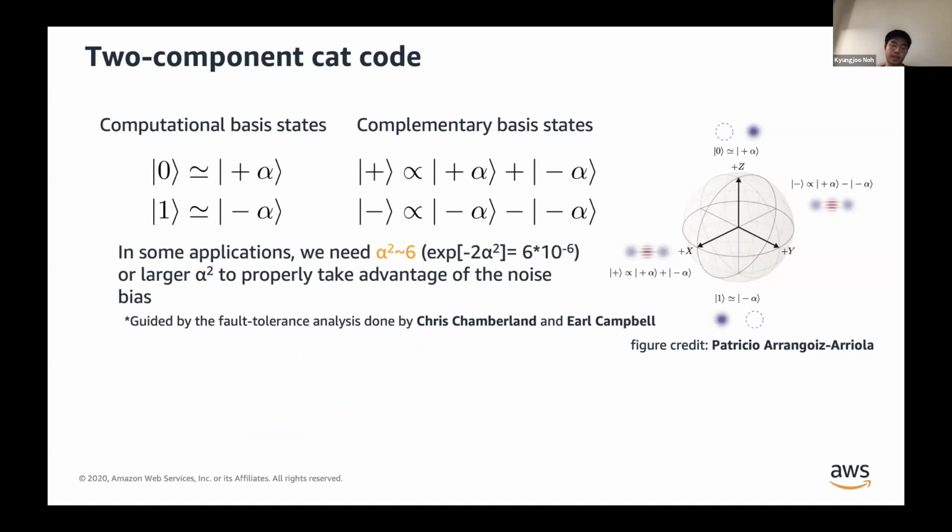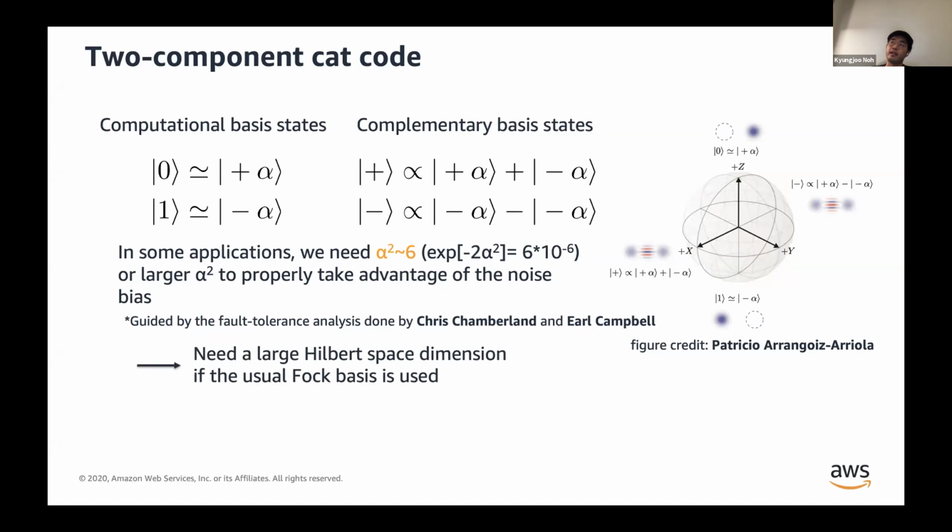I'm not going to be talking about it in too much detail, but to be able to do some useful applications and to really take advantage of this noise bias, it's likely that we need some large cat qubits. Here alpha squared is the average excitation number, so we expect that we would need at least 6 or maybe even larger cat qubits, like with alpha squared 8. So in any case, we really need some really big cat qubits.